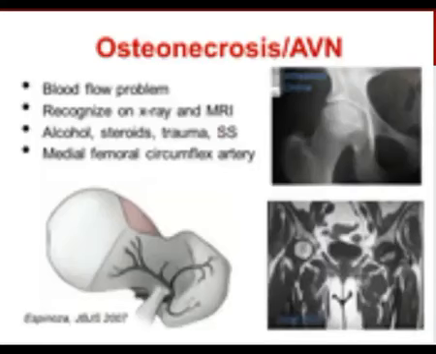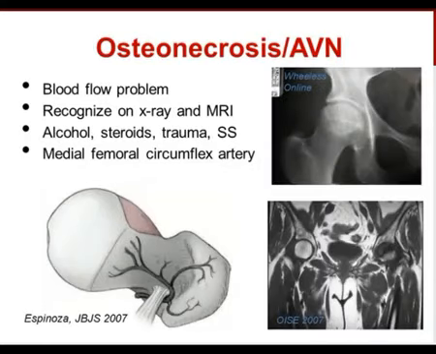A couple of young adult hip pathologies that I want to touch on here as we wrap up. Number one is osteonecrosis. Osteonecrosis is a blood flow problem. You should be able to recognize osteonecrosis on an X-ray and MRI. There are some associations with osteonecrosis in alcohol, steroids, trauma, and sickle cell disease. And of course, the medial femoral circumflex artery is the main blood flow to the adult femoral head.